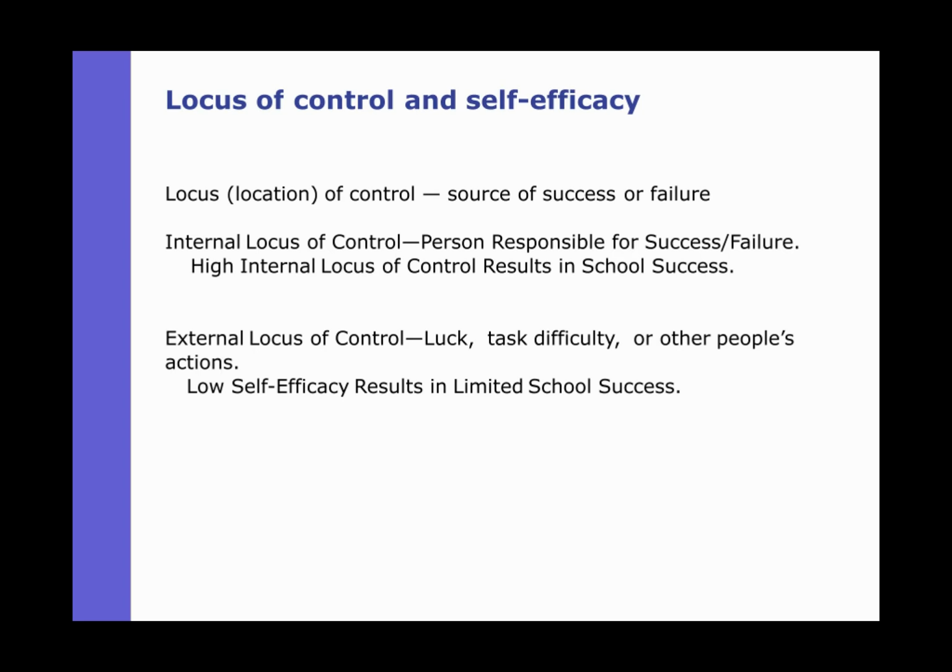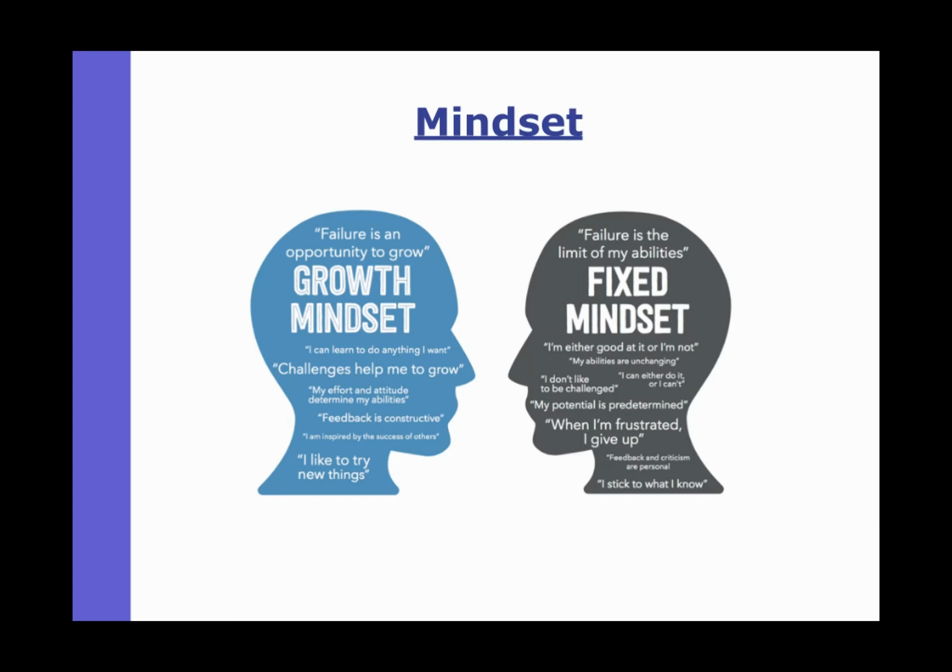If you have a high internal locus of control, kids tend to have better grades and test scores than kids with the same exact intelligence who have low internal locus of control. So low self-efficacy results in limited school success. If you believe that you don't have any control over your grades, then you have low self-efficacy because you think that everyone else is controlling how you do.